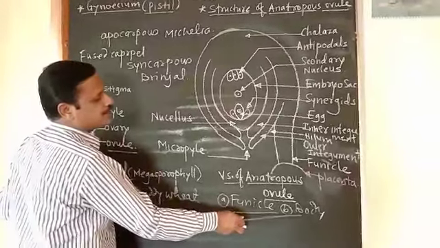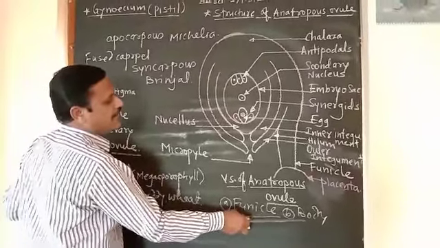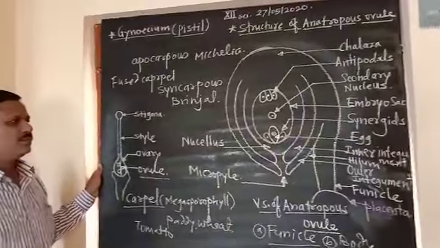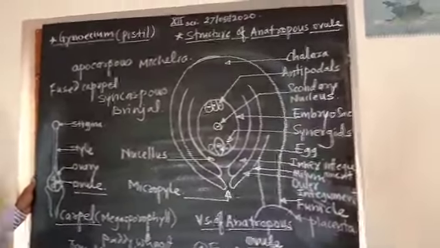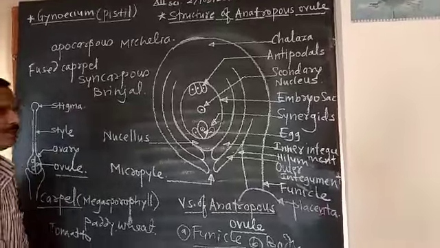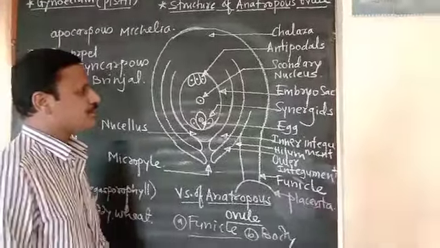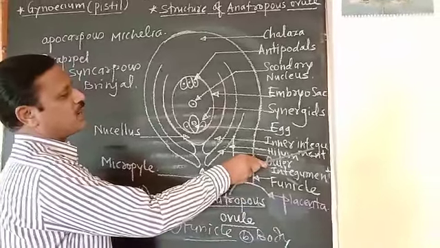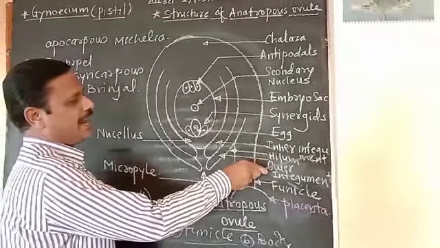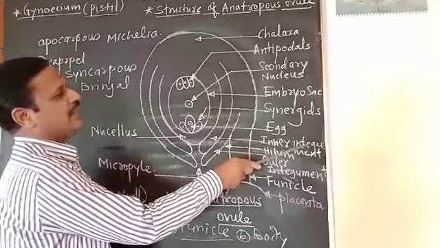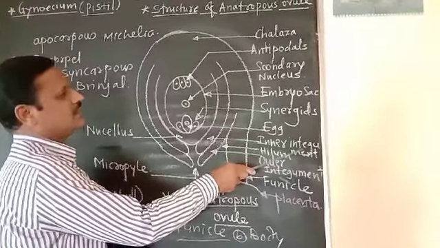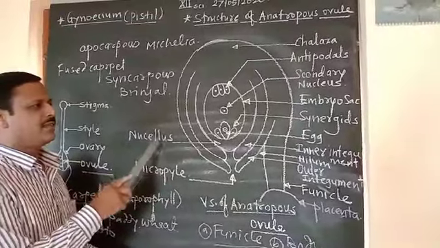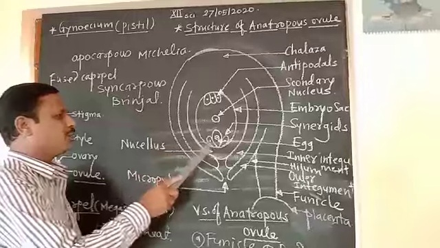This body is further mainly divided into three parts. The first part of the body is integuments. Then another part, nucellus, and the third part, embryo sac.